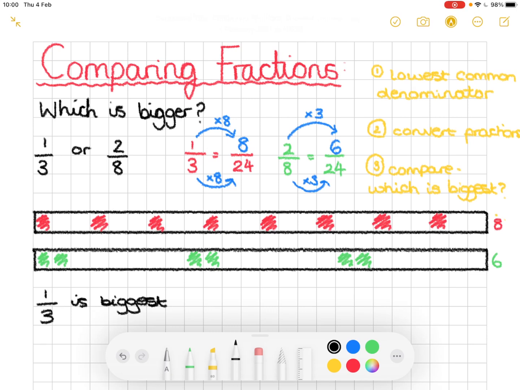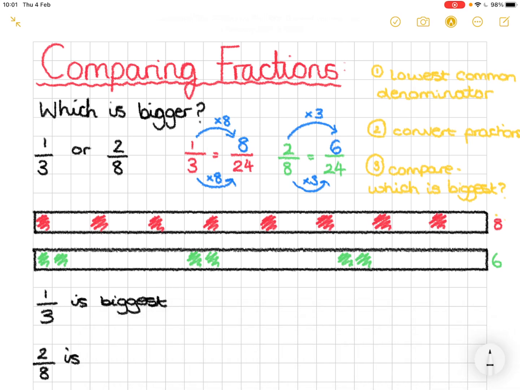I could also flip that around. If the question said which is smallest or which is smaller, we would then say that 2/8, so you revert back to the original fraction, or 6/24 is smaller. So you have seen a visual representation, you've seen the pictorial model, and you've also seen the written method where you can compare just the numbers.